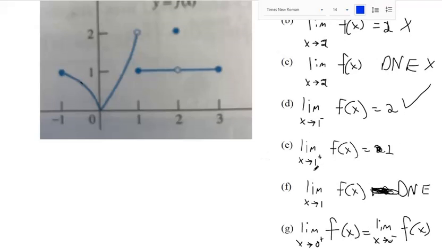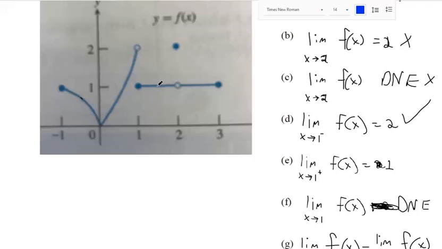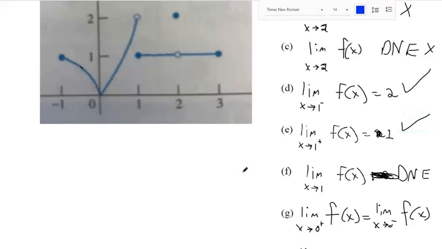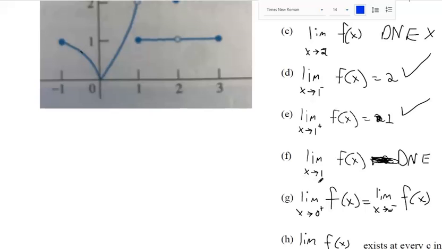The limit as x approaches 1 from the right. So we're picking x values that get closer and closer and seeing what happens to the y values. The y values are getting infinitely close to 1 here. Okay. So that is a true statement. The limit as x approaches 1 does not exist. This is also true.